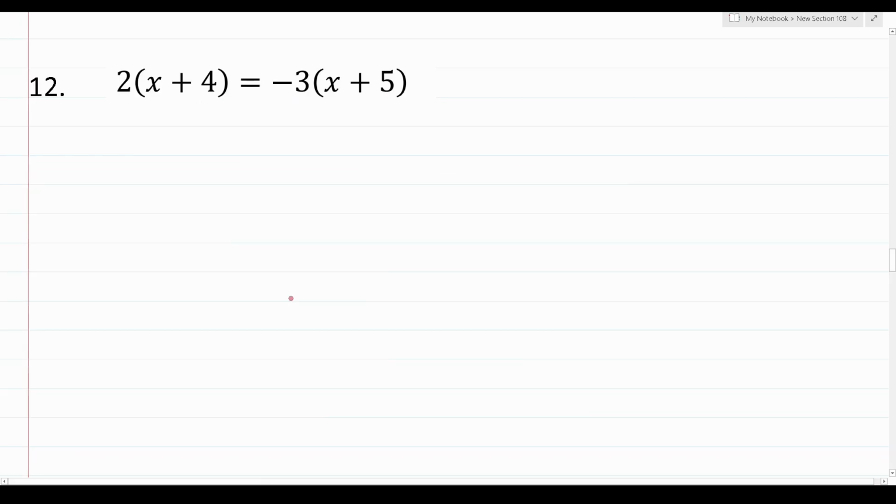All right. So as we can see, number 12 says 2 times x plus 4 in parentheses equals negative 3 times x plus 5 in parentheses. Let's go ahead and copy this one off to the side here. We have 2 times x plus 4 equals negative 3 times x plus 5. Again, our goal is to find a value of x such that we make this equation true.